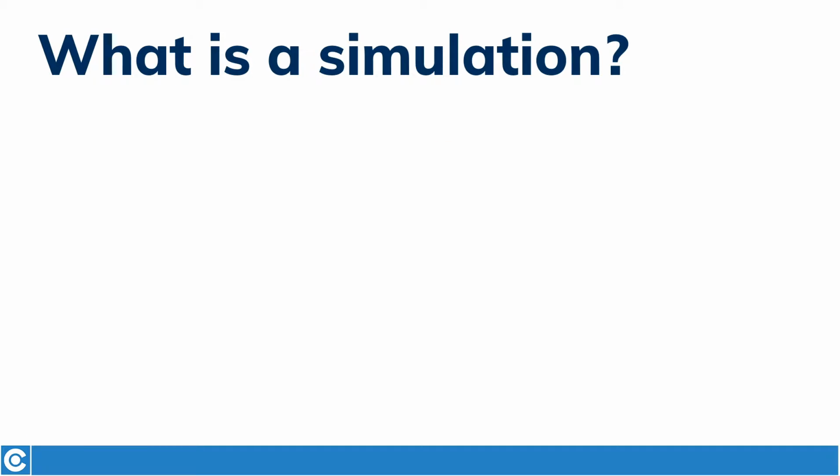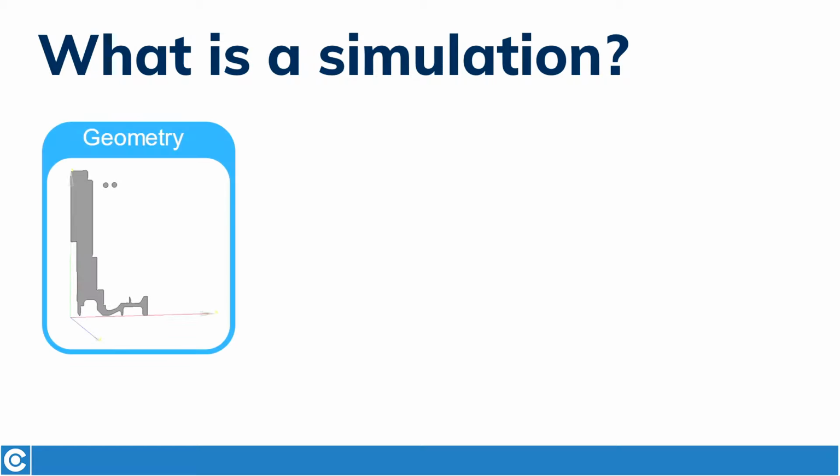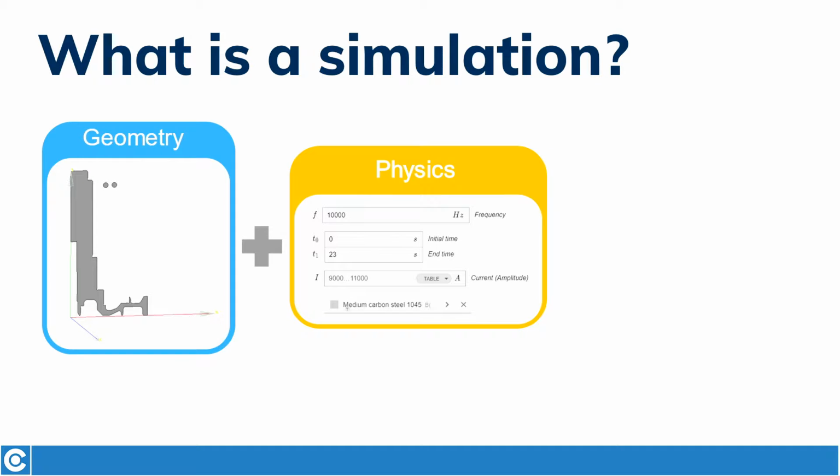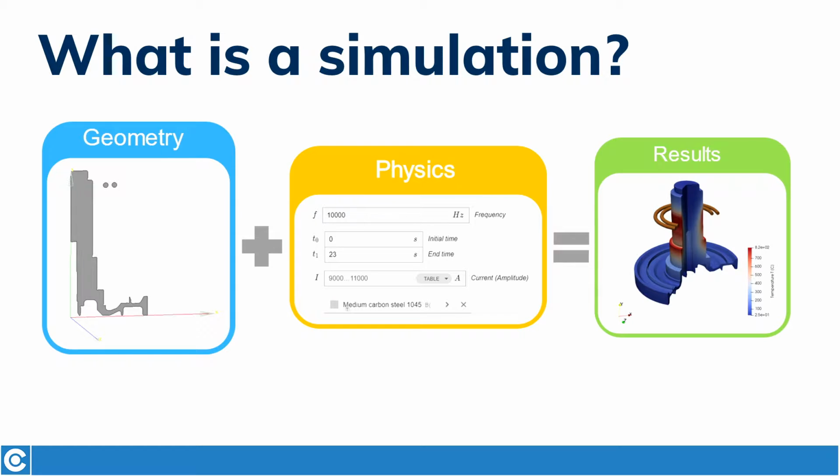A simulation is a mathematical model of a real-life system, which in our case would be an induction heating system. This mathematical model consists of a geometrical definition of the system, which we call the simulation domain, and of a physics definition of that system, which together allows us to predict physical phenomena occurring within the system, such as induction heating.